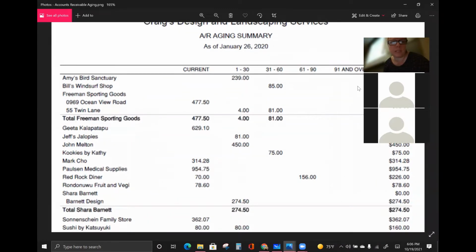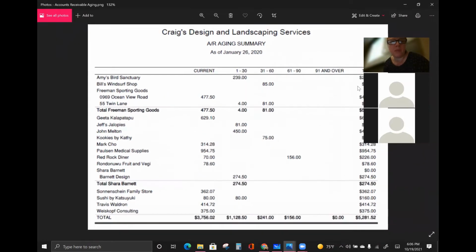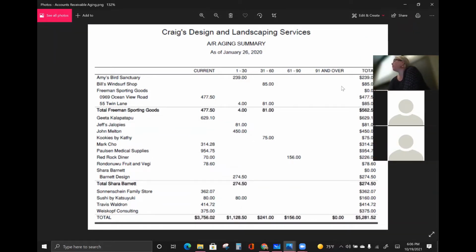So Amy's Bird Sanctuary has an invoice for $239, and she purchased that within the last 30 days. So it's listed out. And then we have Bill's Wind Surf Shop. He has an $85 invoice he hasn't paid yet. It's between 31 and 60 days.